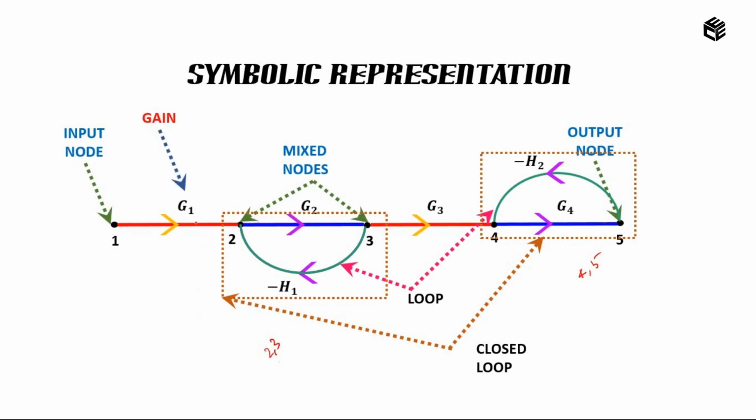Okay. Now let's consider the next one, that is gain. Gain is nothing but transmittance. So from 1 to 2 we have a gain G1, from 2 to 3 we have a gain G2, from 3 to 2 we have a gain of minus H1. So the gain that is present when the signal passes from one node to the other node is called the transmittance. Okay. Next, if you see from 1 to 5, we have a path. That is from 1 to 2, 2 to 3, 3 to 4 and 4 to 5. So it forms a path in the forward direction. Correct? Which is called the forward path.